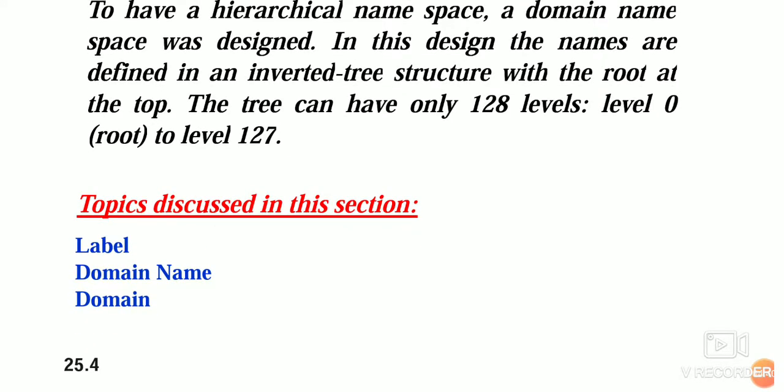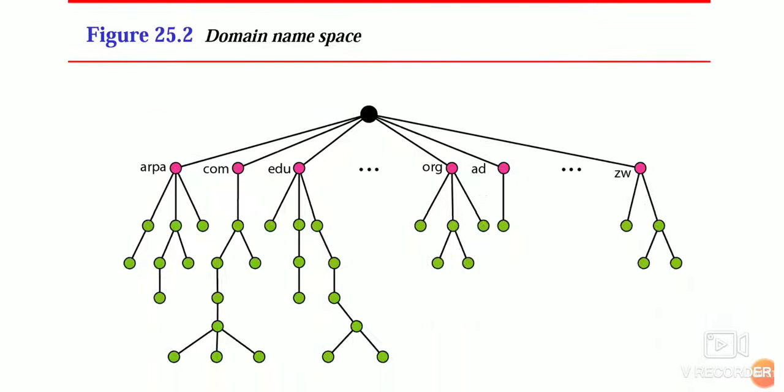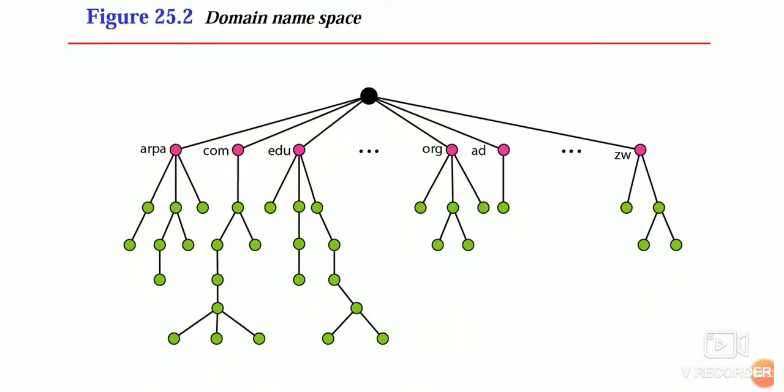Okay, so what we are going to see here is, under this namespace, what is called a label, what is called a domain name, and what is a domain. This is what we are going to discuss here. So you can see in this example, right? This is an inverted tree structure, and that black colored dot is called the root.